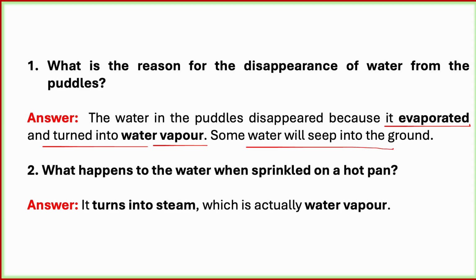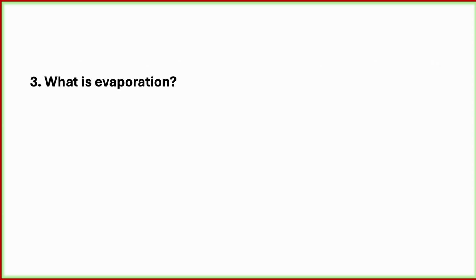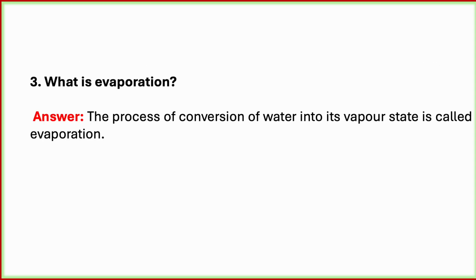The heat of the pan is very high. Because of this heat, the water changes into steam. Steam is nothing but water vapor. This change of liquid water into water vapor is called evaporation. What is evaporation? The process of conversion of water into its vapor state is called evaporation. The change of liquid water into water vapor is called evaporation.